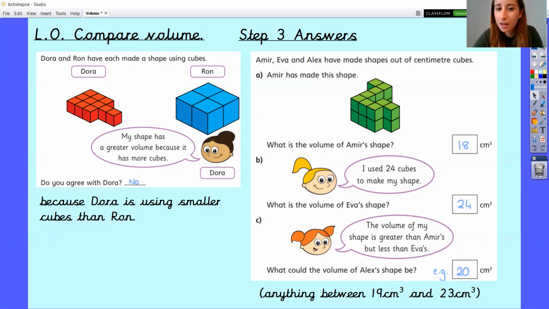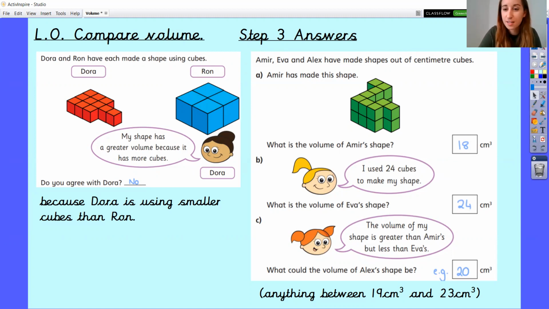Okay, and then on the next part of the question, I split it into different question numbers than you did, but we've got Amir, Eva and Alex. So Amir's shape was 18 centimetres cubed. Eva's shape was 24 centimetres cubed. And then Alex's shape, you could have had multiple different answers. So it just needed to be greater than Amir's and less than Eva's. So you could have had 19, 20, 21, 22, or 23 centimetres cubed, okay? So anything between 19 centimetres cubed and 23 centimetres cubed.